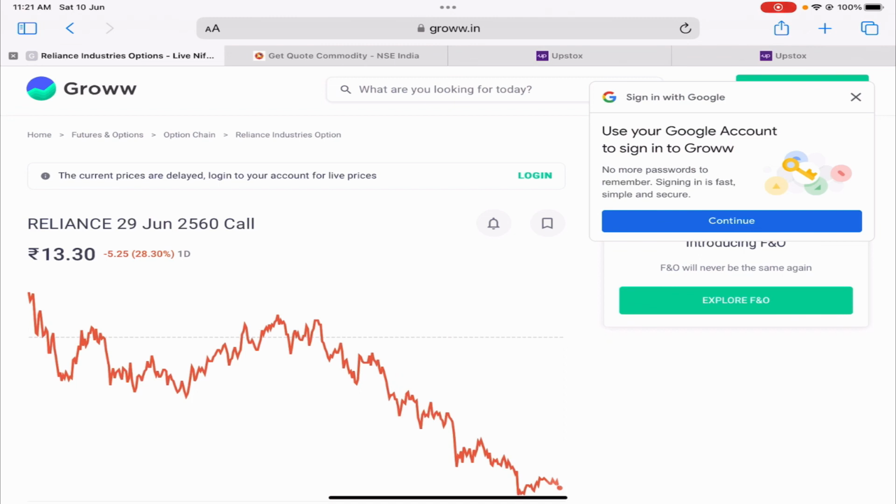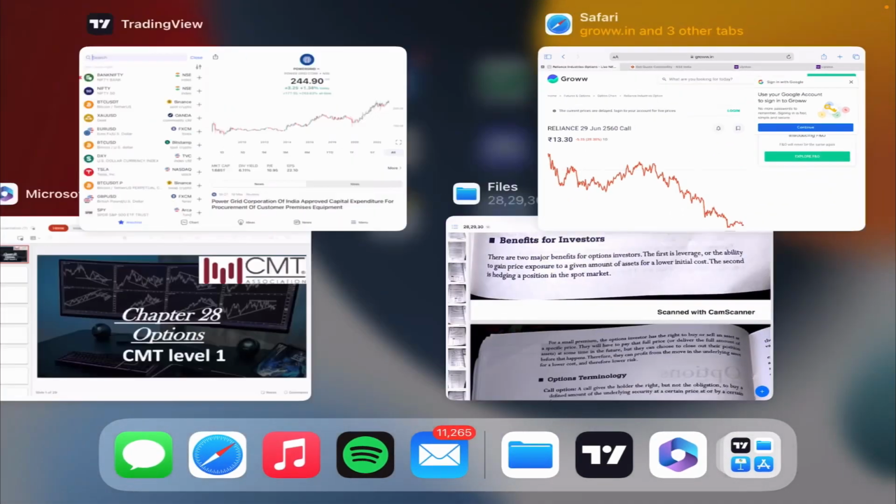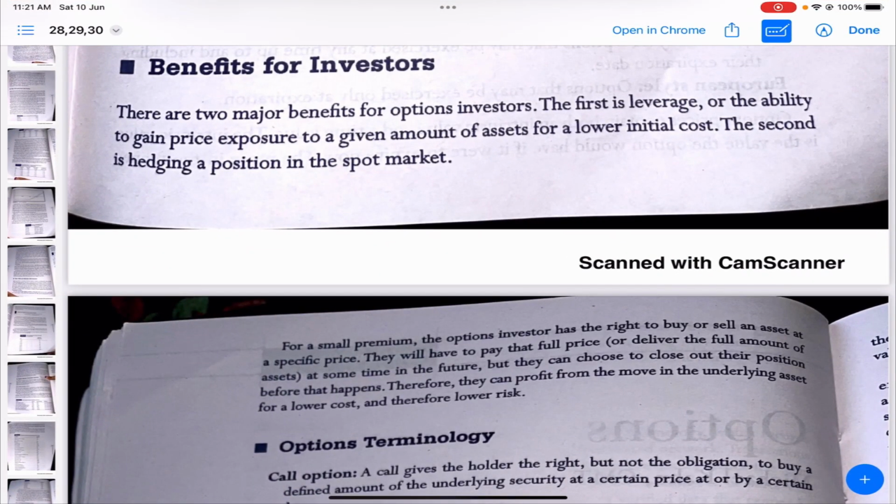Did you understand how I'm able to buy a larger quantity using options? When you can buy a larger quantity, that obviously also means your losses are going to be magnified. But that's why people use options, because the margin required is really less. So there are various benefits. The first thing is leverage. Leverage is basically the ability to gain price exposure at a lower initial cost. The cost you are paying is less, but the quantity you are receiving is much more.